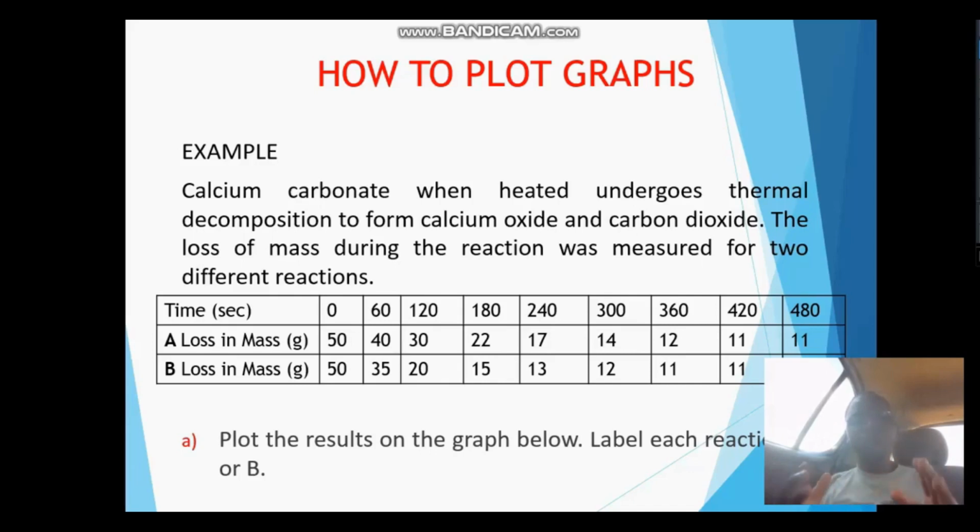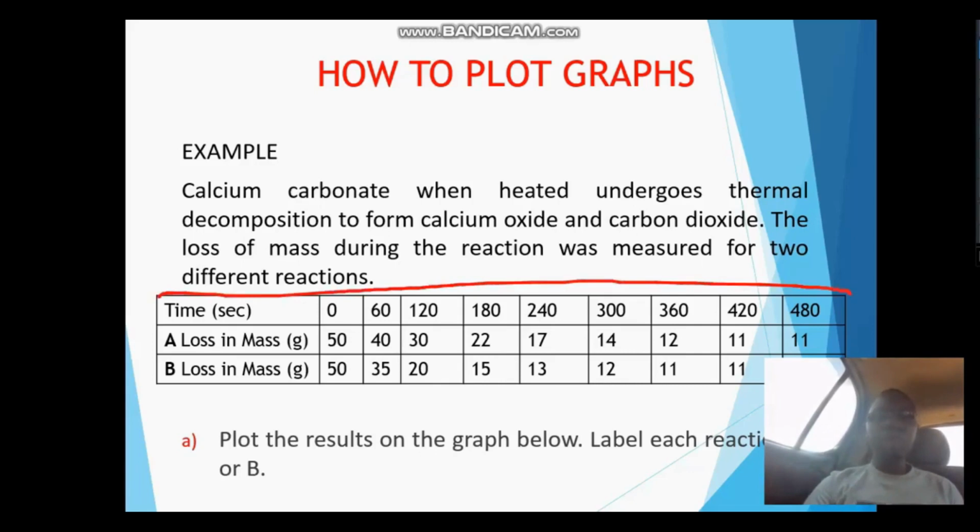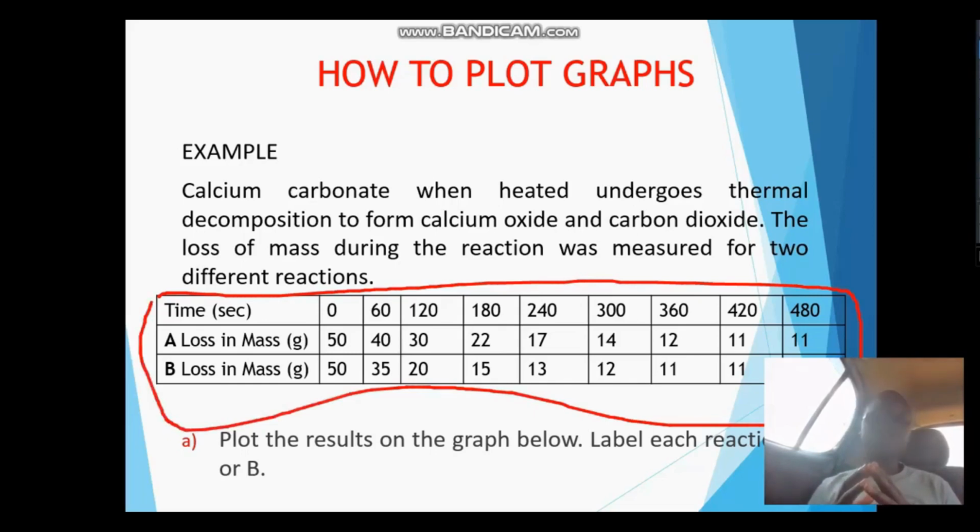The example reads, calcium carbonate when heated undergoes thermal decomposition to form calcium oxide and carbon dioxide. The loss of mass during the reaction was measured for two different reactions. So the table there illustrates how the loss of mass for two different reactions was. The A part is asking us to plot the results on the graph for A and B. So let us see step by step what can help us to plot these results.